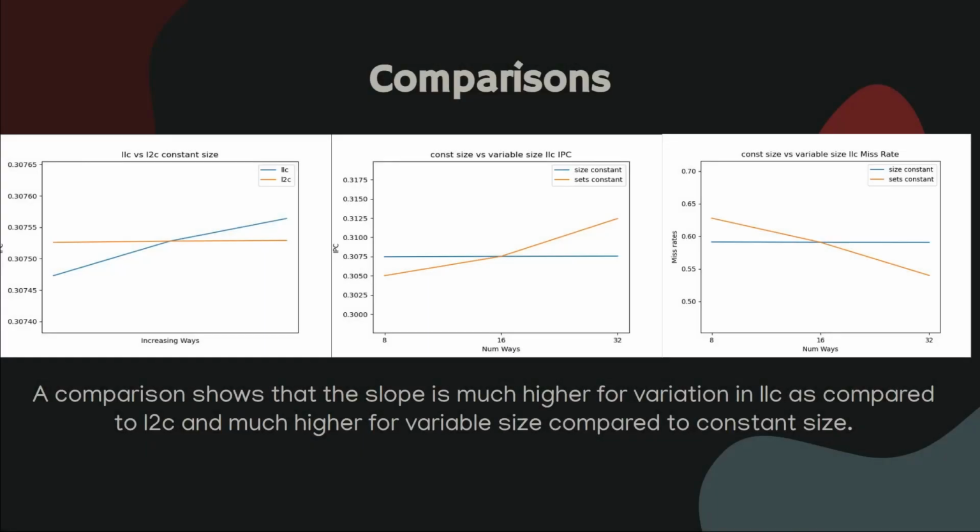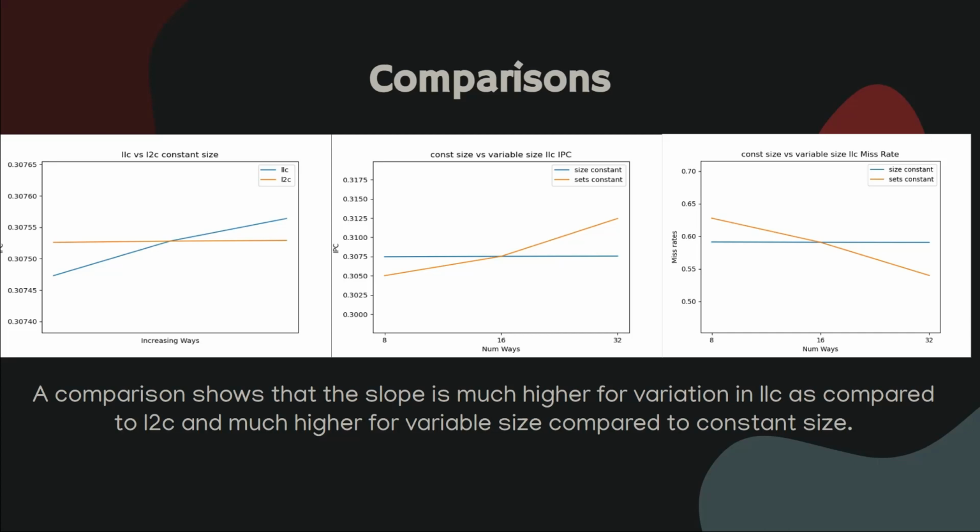So here's a comparison. As I explained earlier as well, you can see that LLC has a much more significant impact than L2C. For example, L2C's impact is barely visible over here. And constant size versus variable size has significantly more impact. So when sets are constant, there is significantly more increment in the IPC.